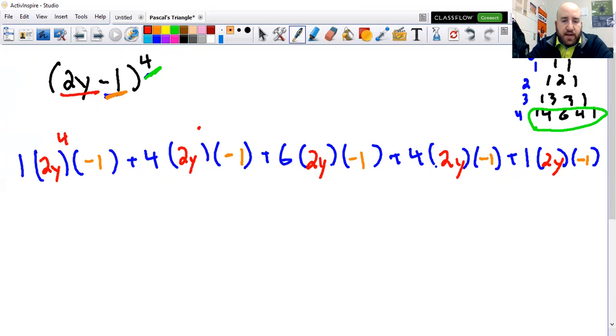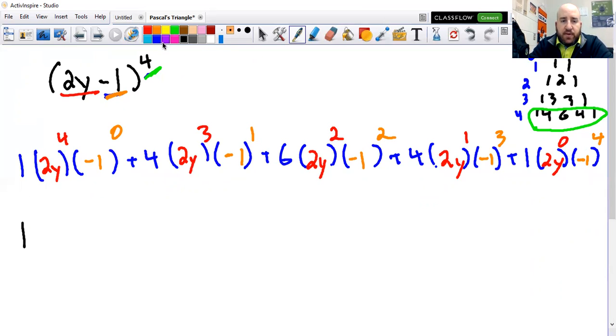4, count down, 3, 2, 1, 0. Second term, start with 0, count up, 1, 2, 3, 4. Now we got to multiply out our exponents. So 1 comes down, 2y to the fourth power.